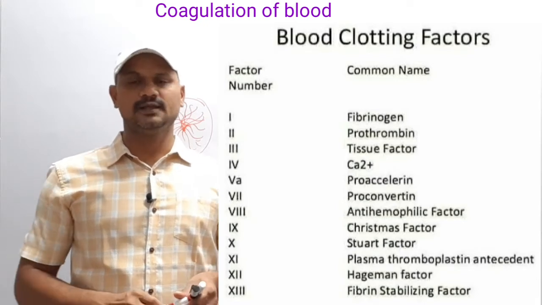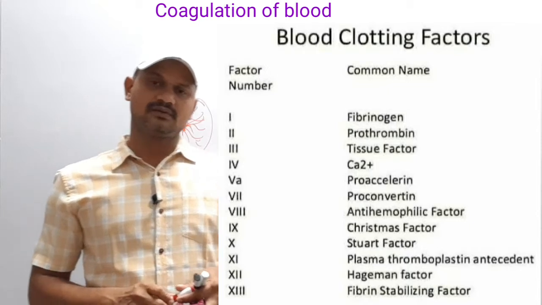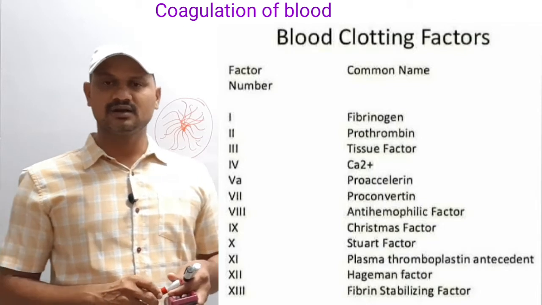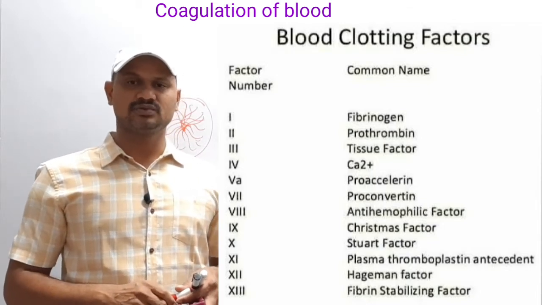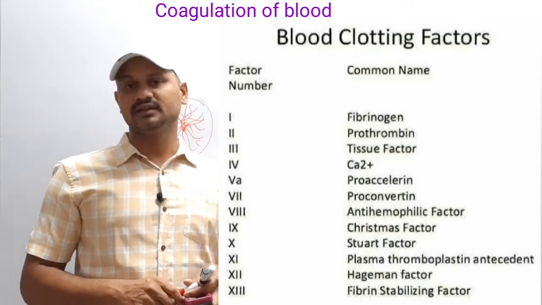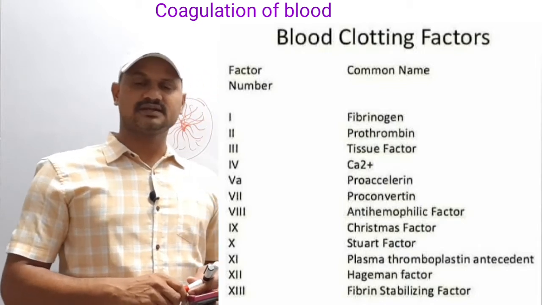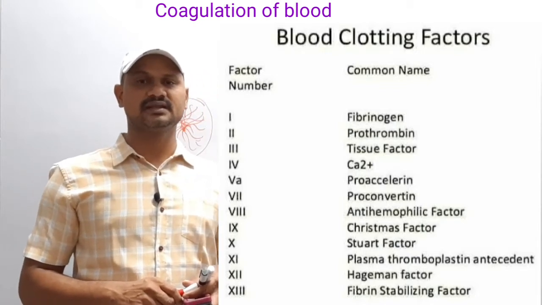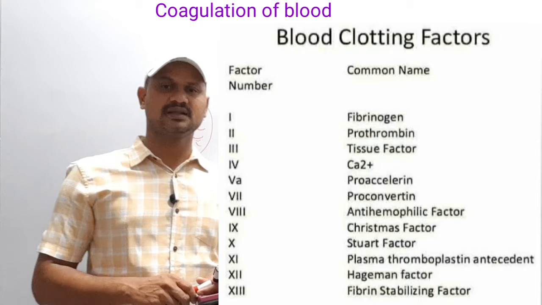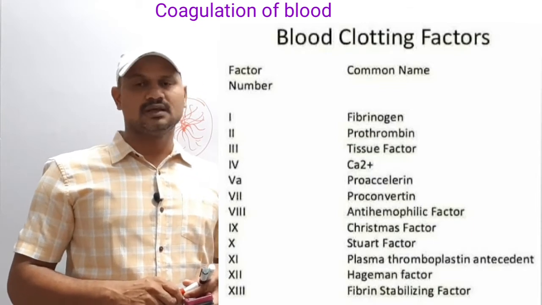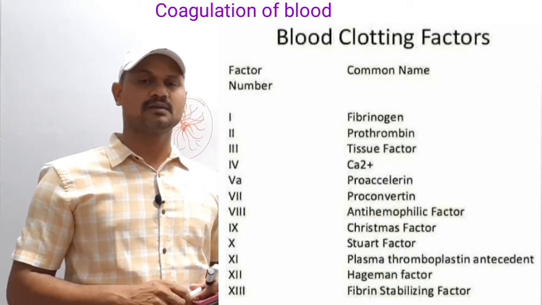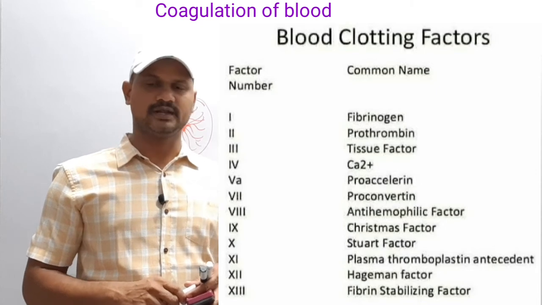Clear? So students, what are the factors that mainly help in blood coagulation? First factor is fibrinogen, second factor is prothrombin, third factor is thromboplastin, fourth factor is calcium ions, fifth factor is proaccelerin, and there is no sixth factor. Seventh factor is proconvertin, eighth factor is anti-hemophilic factor, and ninth factor is Christmas factor, or plasma thromboplastin component, PTC.